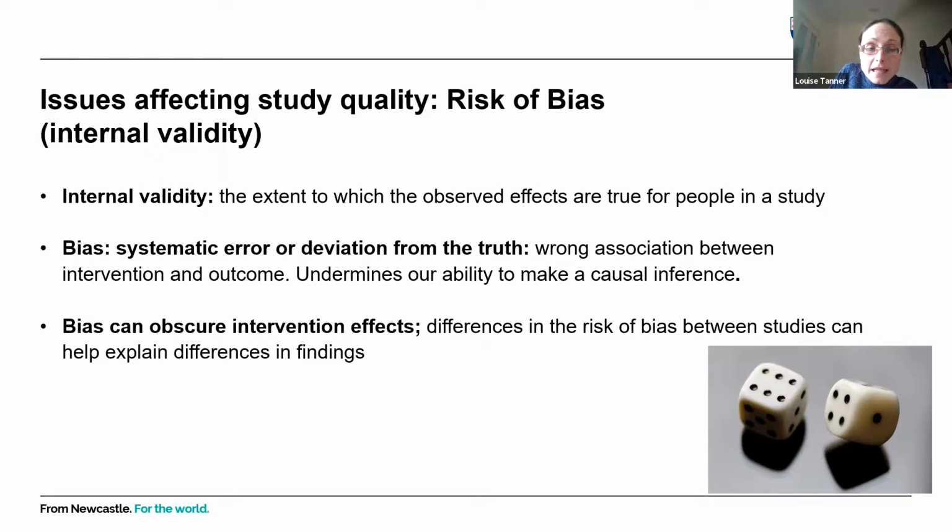Bias can obscure intervention effects, and differences in the risk of bias between studies can help explain differences in findings. So if different effect estimates between studies are assessing the effects of the same intervention on the same outcome, then that variation could be attributable to bias.